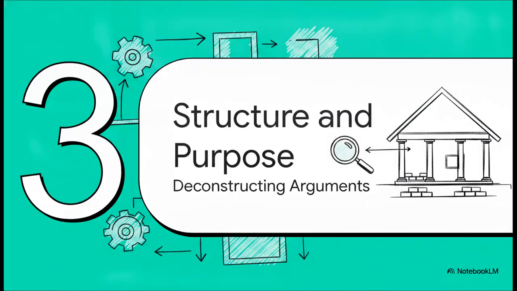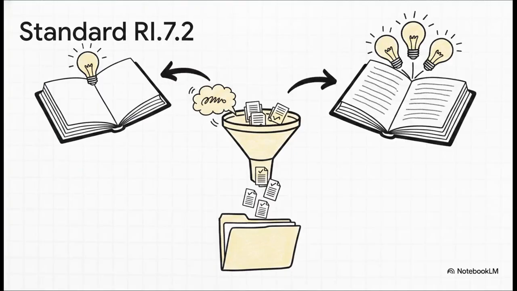Okay, Section 3, analyzing structure and purpose. Let's deconstruct how an author builds their argument. So, once you've gathered your evidence, you have to figure out how the author built their informational house, so to speak. Under Standard RI.7.2, it's no longer just about finding a single main idea. Nope. You have to track two or more central ideas and see exactly how they interact throughout the text.